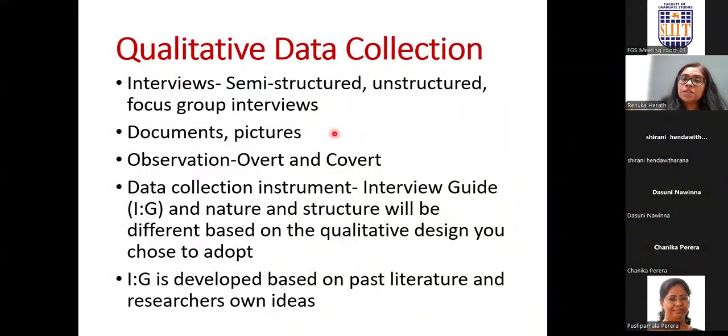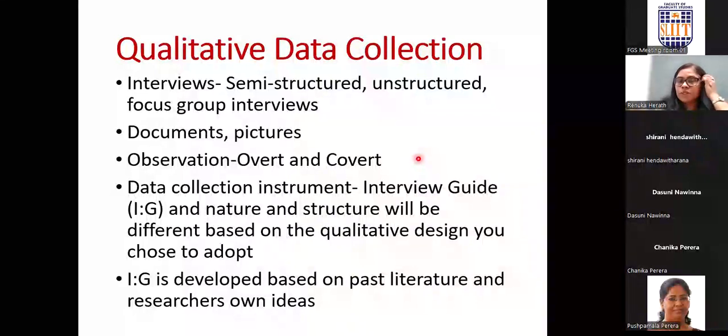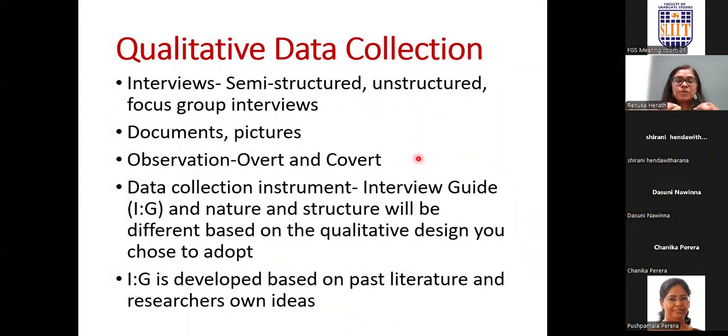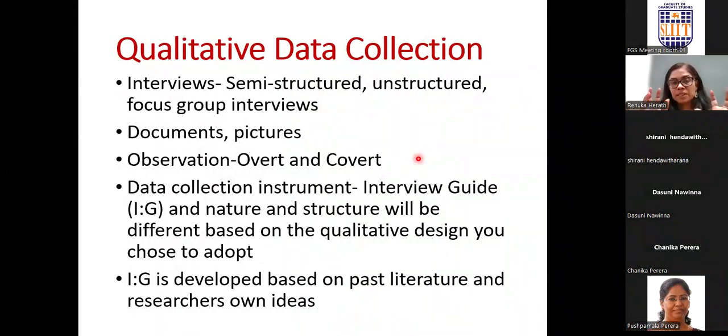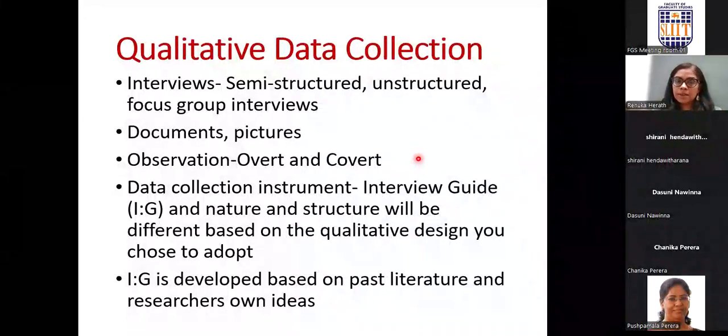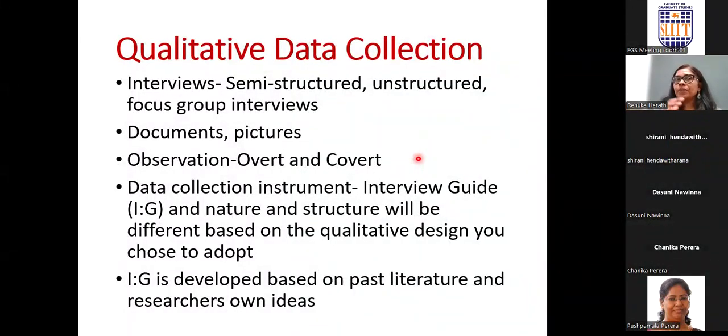There can be semi-structured interviews and unstructured interviews. Of course, we take a group at once and carry out focus group interviews, right? And then, of course, we are collecting data as documents and pictures. So interviews are not the only type of data that you're using for qualitative analysis. Along with interviews, we may use documents that are related to your research issue, and of course, any pictures that will tell you a story about the research phenomenon that you are studying.